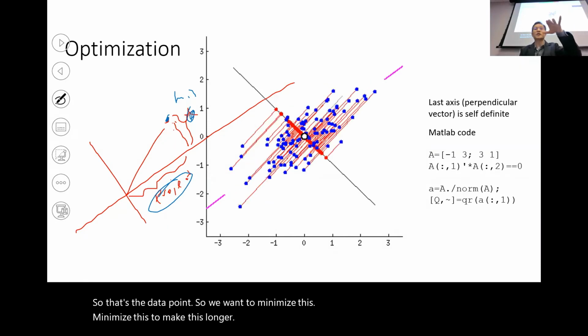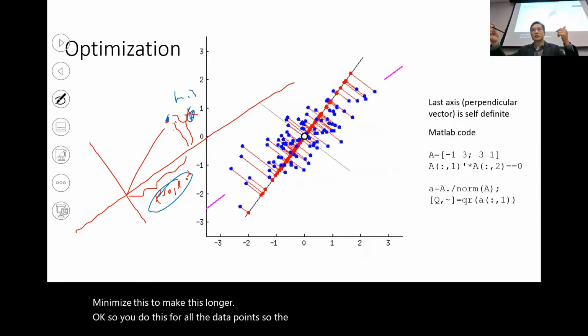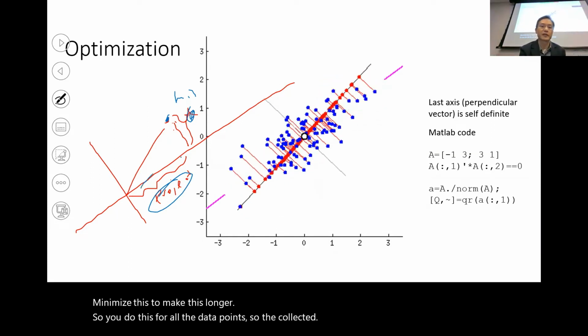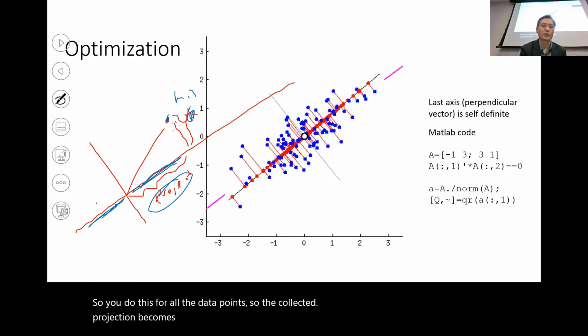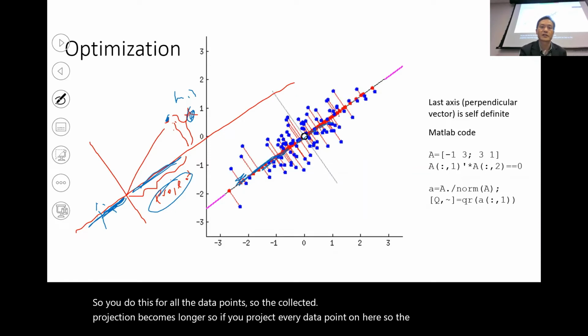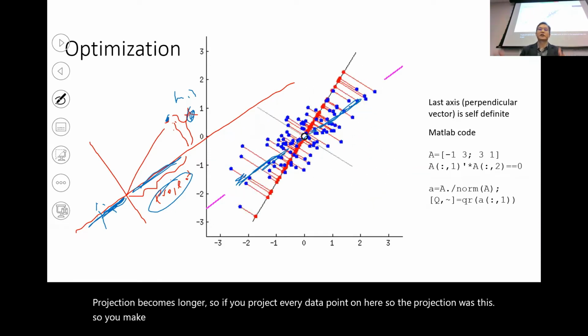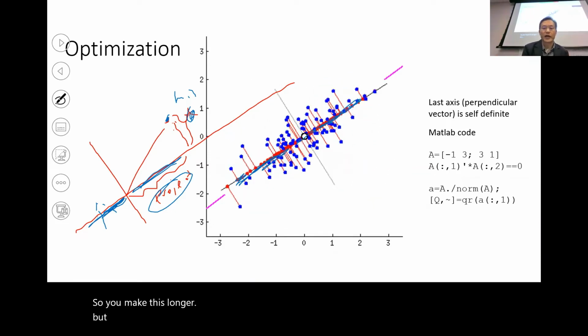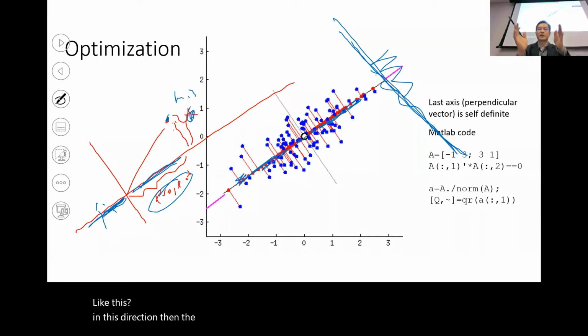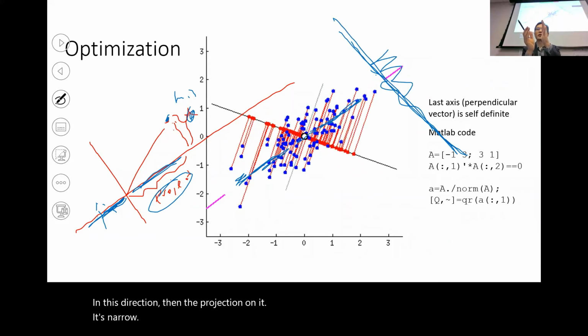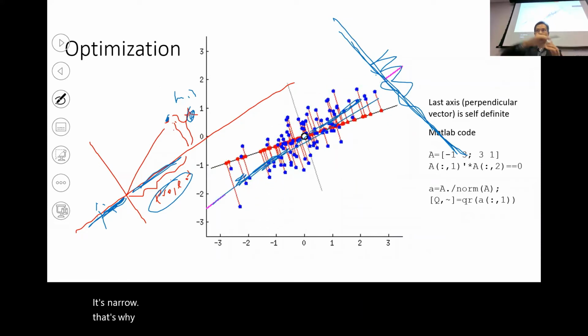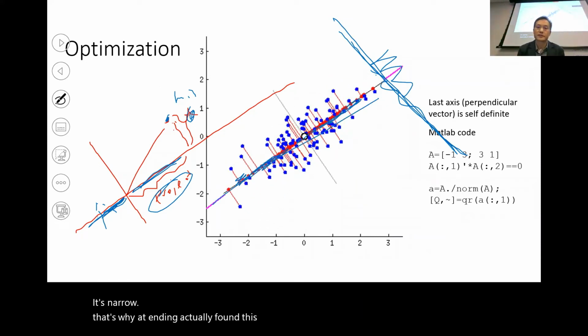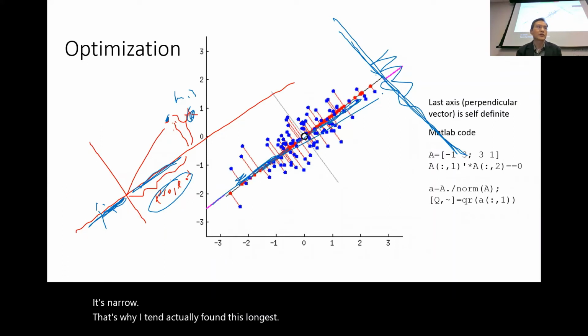Okay, so you do this for all the data points. So the collected projection becomes longer. If you project every data point onto here, the projection was this, so you make this longer. But when you have the major PC in this direction, then the projection on it is narrow globally. That's why at the end they actually found this longest. Okay, so that's a way to do the optimization.